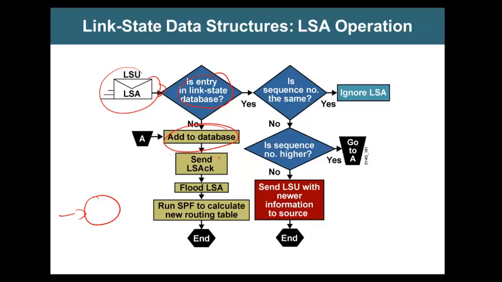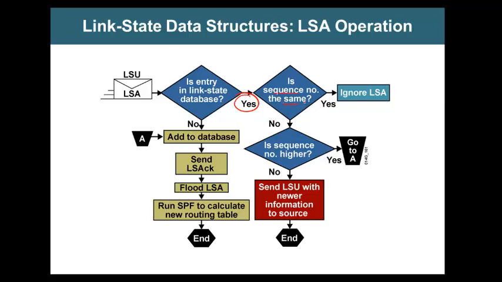Now, if the database has already some entries, then it will check the sequence number on the entry. Is the sequence number which I already know and which is coming now the same? If it is same, I have to ignore because I already know. If it is not same, I need to check whether the sequence number is higher. If the incoming sequence number is higher, then I need to update my database, and then send the acknowledgement, send the LSA to other neighbors, run SPF, end.